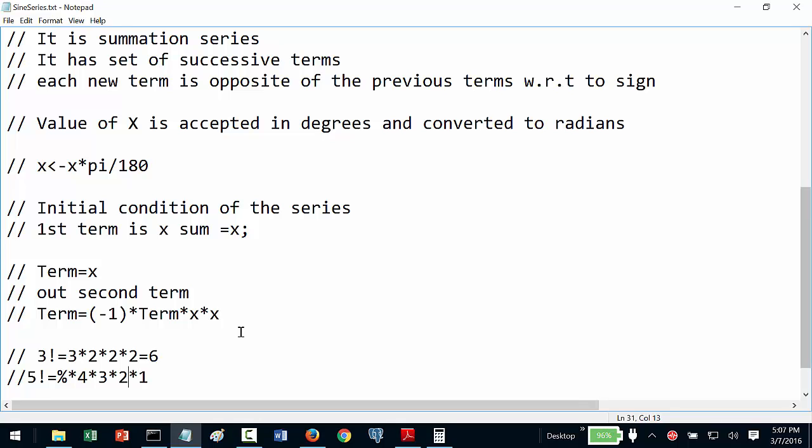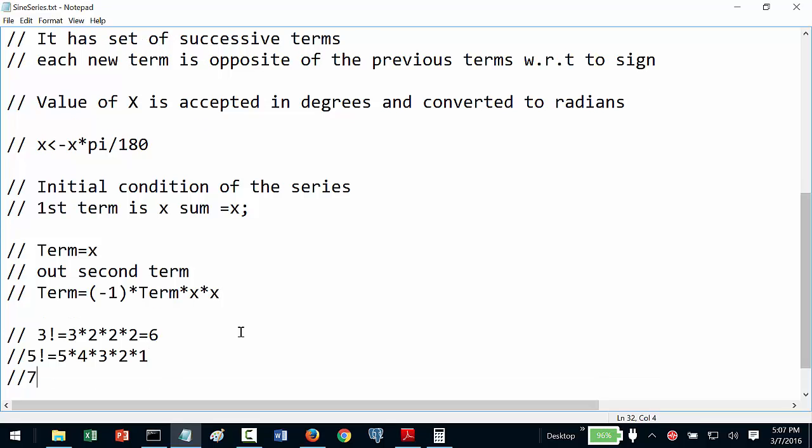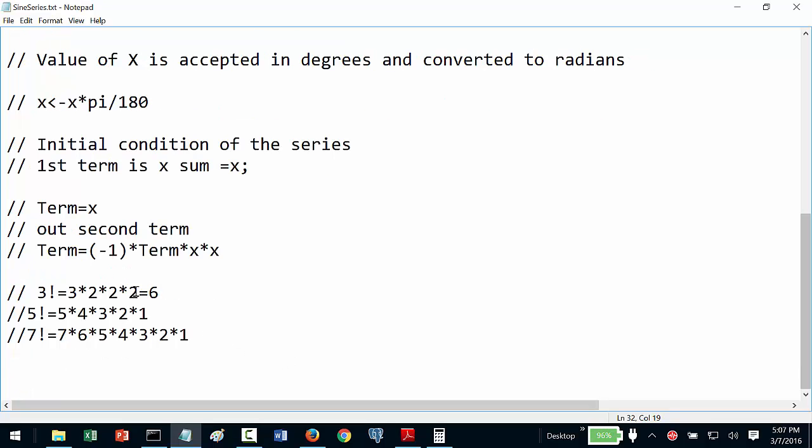My 7 factorial, if I take my 7 factorial, is again 7 into 6 into 5 into 4 into 3 into 2 into 1. But if you see, there is some commonality between these, right? 5 factorial also has 3 into 2 into 1, correct? Extra is 5 into 4. And 7 factorial also has 5, 4, 3, 2, 1. Extra is 7 and 6.